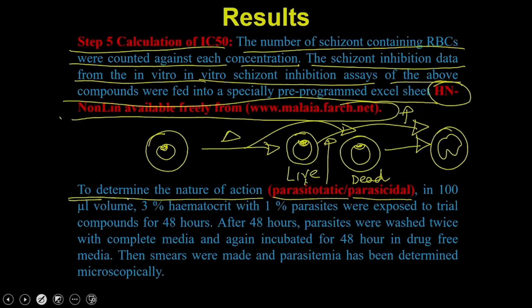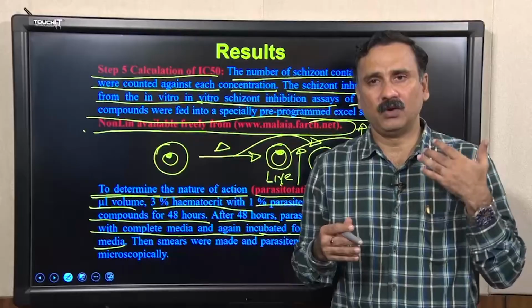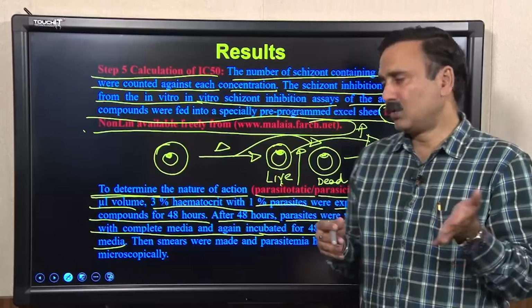So, to determine that, what you have to do is, in a 100 microliter volume, 3% hematocrit with 1% parasitemia were exposed to the trial compound for 48 hours. After 48 hours, the parasites were washed twice with complete media, so that you can remove the compounds, and then you incubate for another 48 hours in drug free media. Once you keep it in drug free media, they are free to grow. If they are live, they will grow. If they are dead, they are not going to grow.